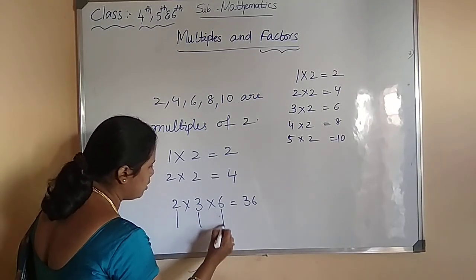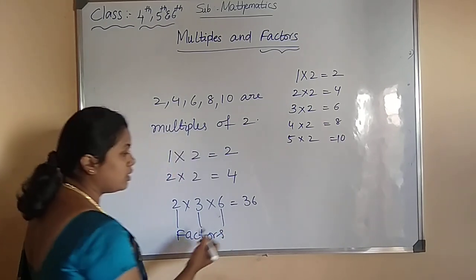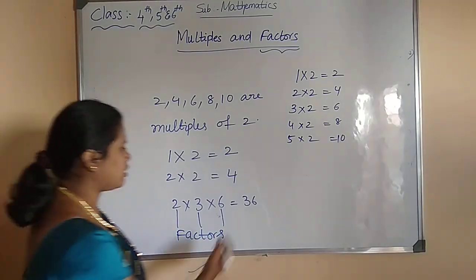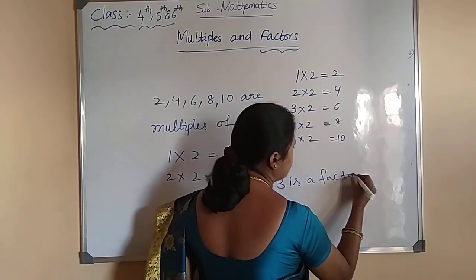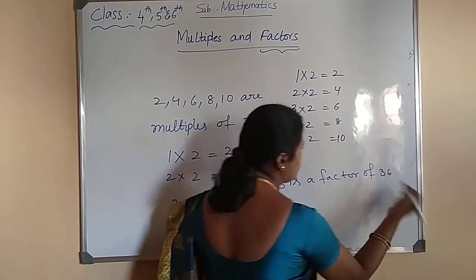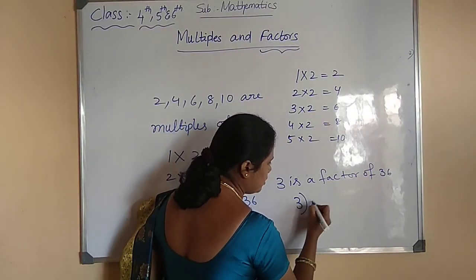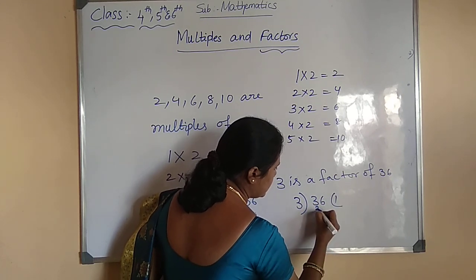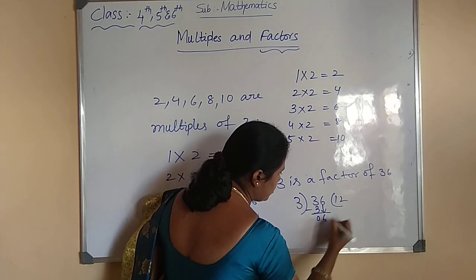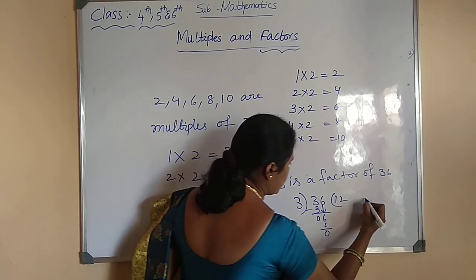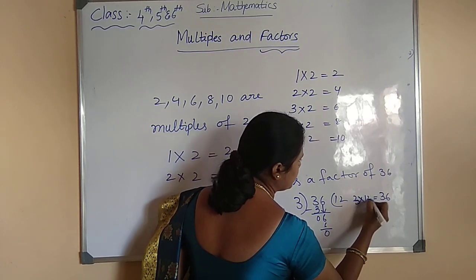Those are called factors. And is this a factor or not? How can you check? For example, 3 is a factor of 36. Is it true or not? If you want to find out, divide 36 with 3. 3 ones are 3. Minus 3, minus 3 is 0. Take 6 down. 3 2s are 6. Remainder is 0. Then 36, you can write as the product of 3 into 12.